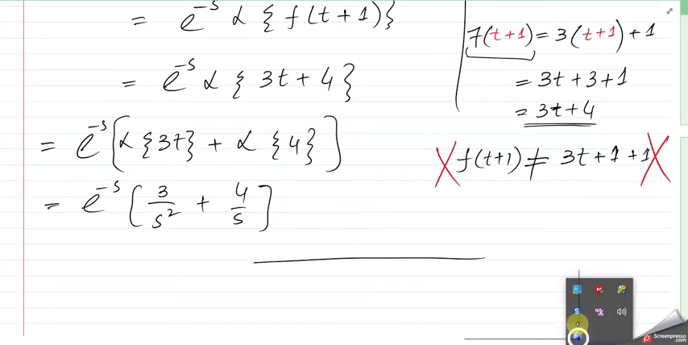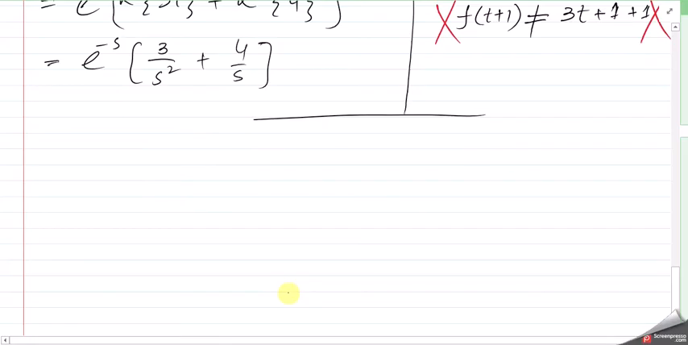Please do the quiz and come back. Okay, let's continue with Laplace with unit step. Our next question is question number 41: Laplace of cos of 2t times u of t minus pi.